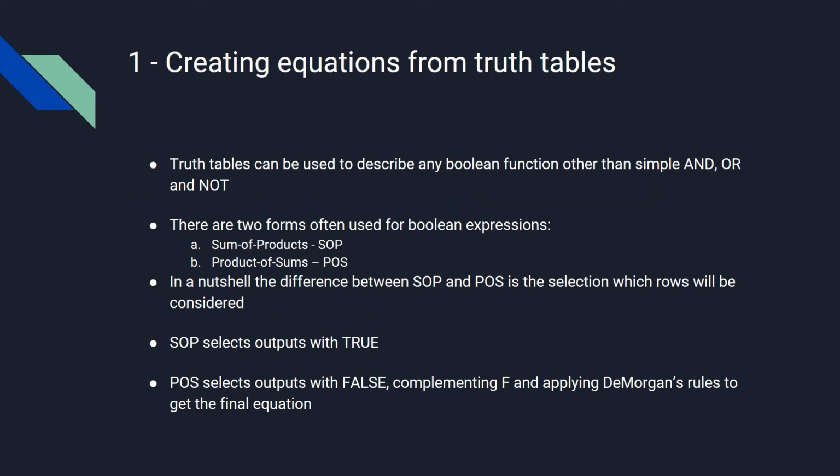We know that we can create Boolean equations from truth tables. The two forms often used are sum of products and product of sums. In short, the difference is in what rows we build the equation from. Sum of products is created from rows with true outputs. Product of sums is created from rows with false outputs and applying De Morgan's rules.